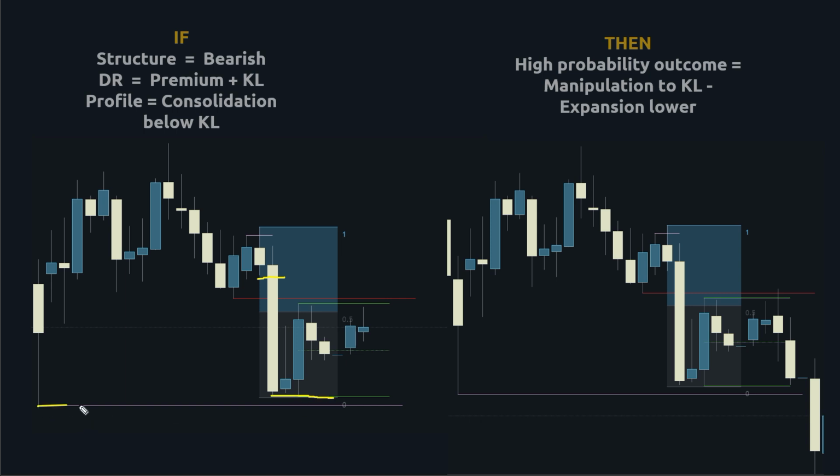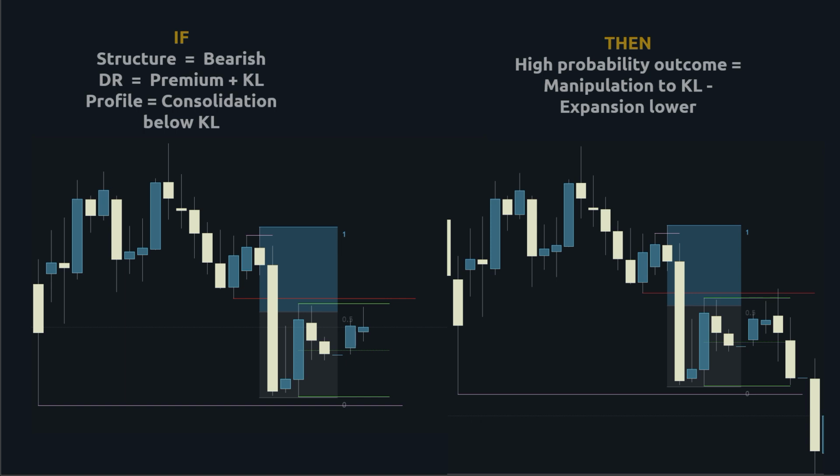And also we have this other one in here. What's happening then? Price starts to consolidate, right? But where are we going? For the key level in the premium, right? And then price manipulation, and price starts to drop lower, right?